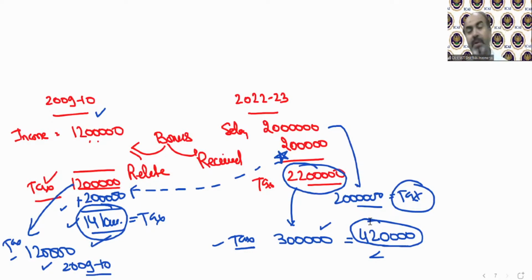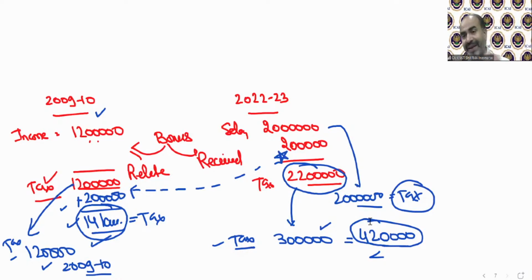And how are we able to tax that 2 lakh rupees in 2009-10? Because tax has already been paid. We do not have a time machine that we can go back in time and change our assessment and pay tax accordingly. So the department says, okay, you are right. Of course, the assessee is right because his point of view is correct.